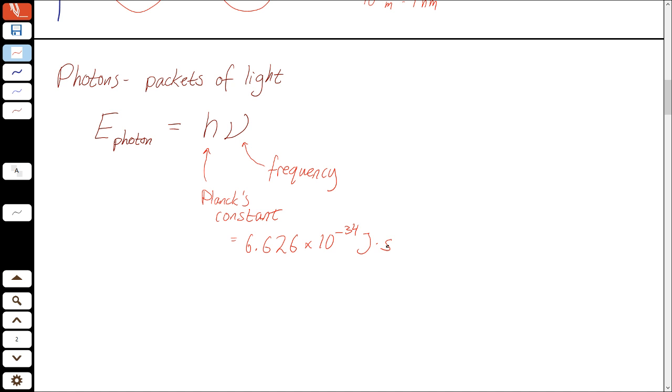So remember also that the frequency and wavelength of light are related in that their product is the speed of light. So wavelength is in meters, frequency is in inverse seconds. Multiply those, you get meters per second, and that's the speed of light.